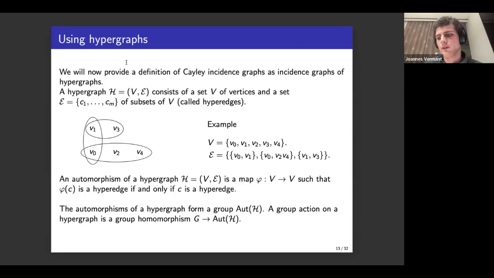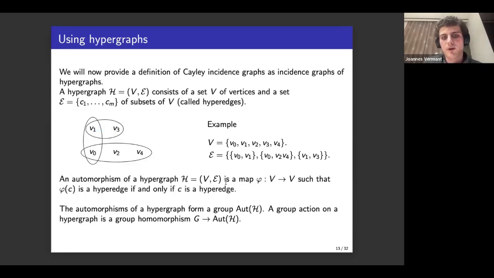So to really say that these Cayley incidence graphs are incidence graphs, we need to talk about hypergraphs for a little bit. A hypergraph is a generalization of a graph where you have a set V of vertices, and then you have a set E of subsets of V. These subsets are called hyperedges, and I will denote them by C1 up to Cm. So here we have a very simple example. We have 5 vertices. We have one hyperedge V1, V3, we have V0, V1 as a hyperedge, and we have V0, V2, V4 as a hyperedge.